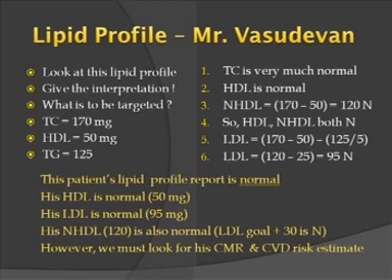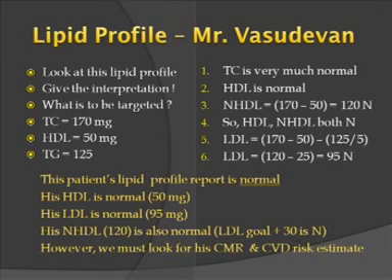Let's say we have the lipid profile of this patient, Mr. Vasudevan. Look at his lipid profile and give the interpretation. What is to be targeted here? I told you only 3 factors are measured: total cholesterol, HDL and triglyceride. The others are calculated values. Total cholesterol here is 170, HDL is 50, triglyceride 125. So total cholesterol of 170 is very much normal. HDL of 50 is also normal.